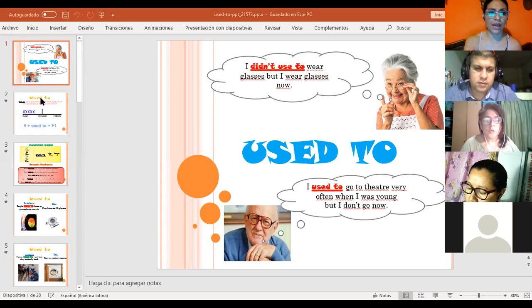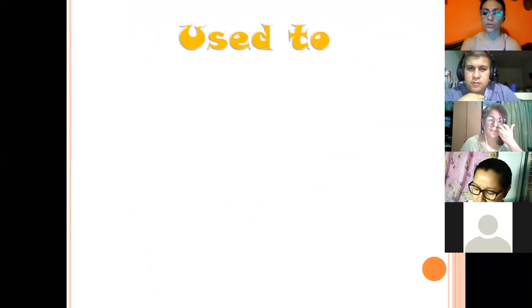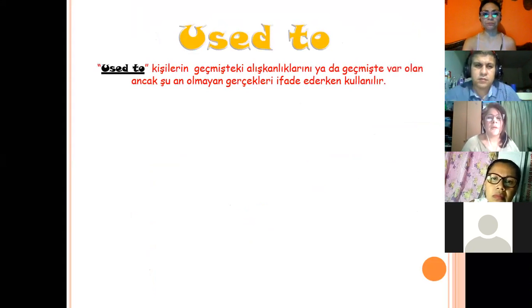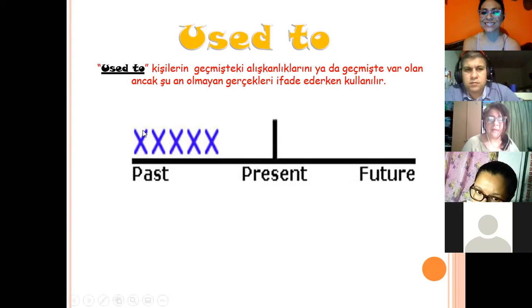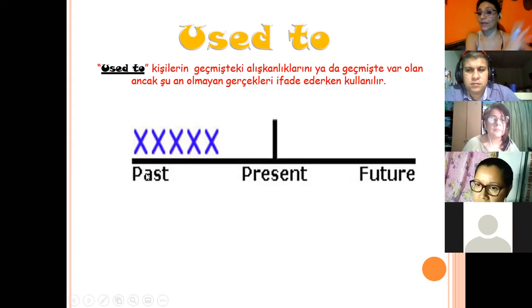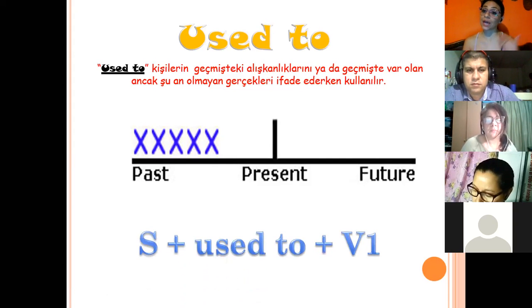Okay. Then we have the structure which follows, and it is this. All right, so we're talking about used to. Hi, Roxana. Good evening. Don't worry about the language that is up there. We don't care about that. This is the past, this is the present, and this is the future. When we talk about used to, we use it here, before, in the past. Used to is an expression for the past, okay? So we say subject, which is I in this case, plus used to plus verb. So I can say, I used to play.